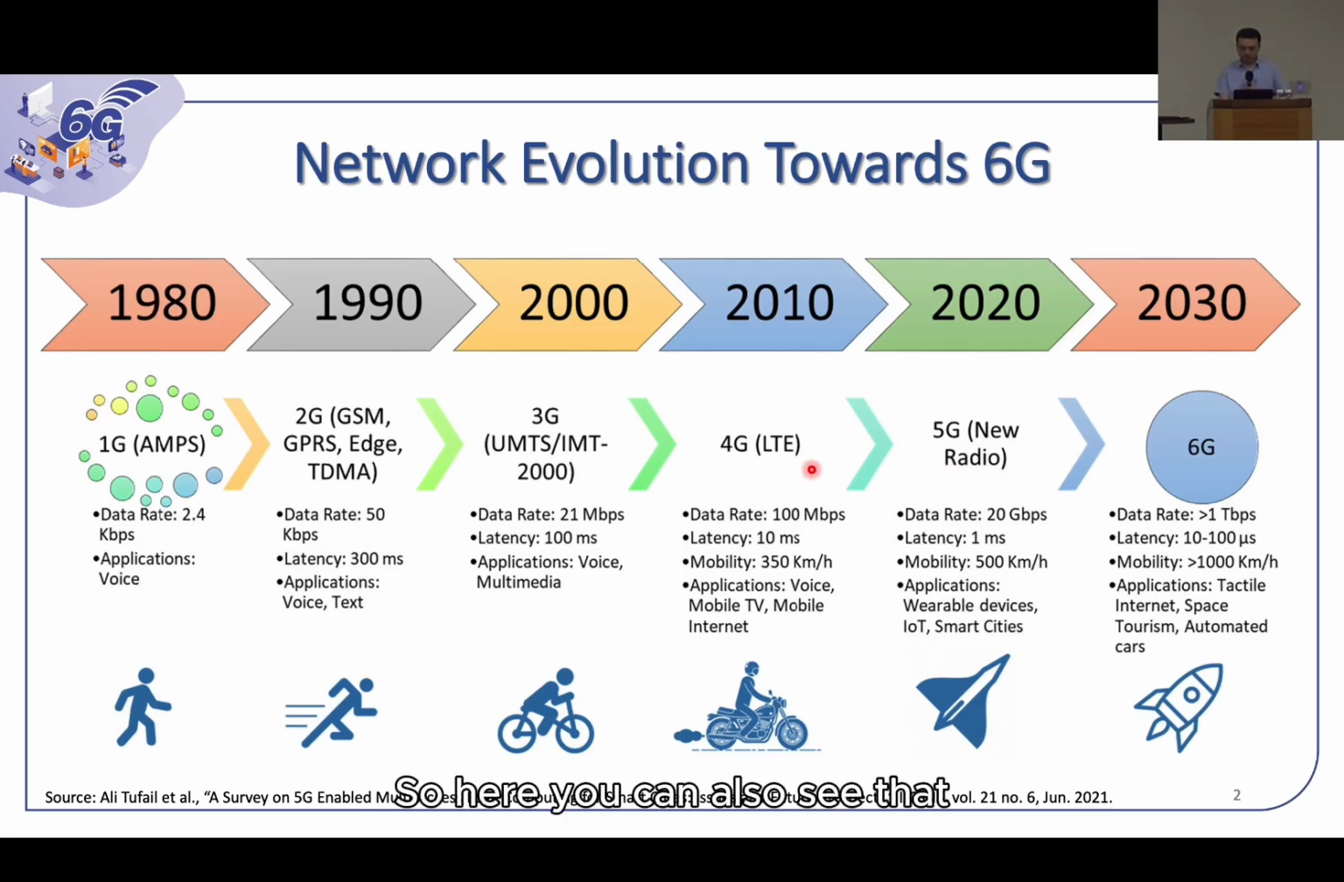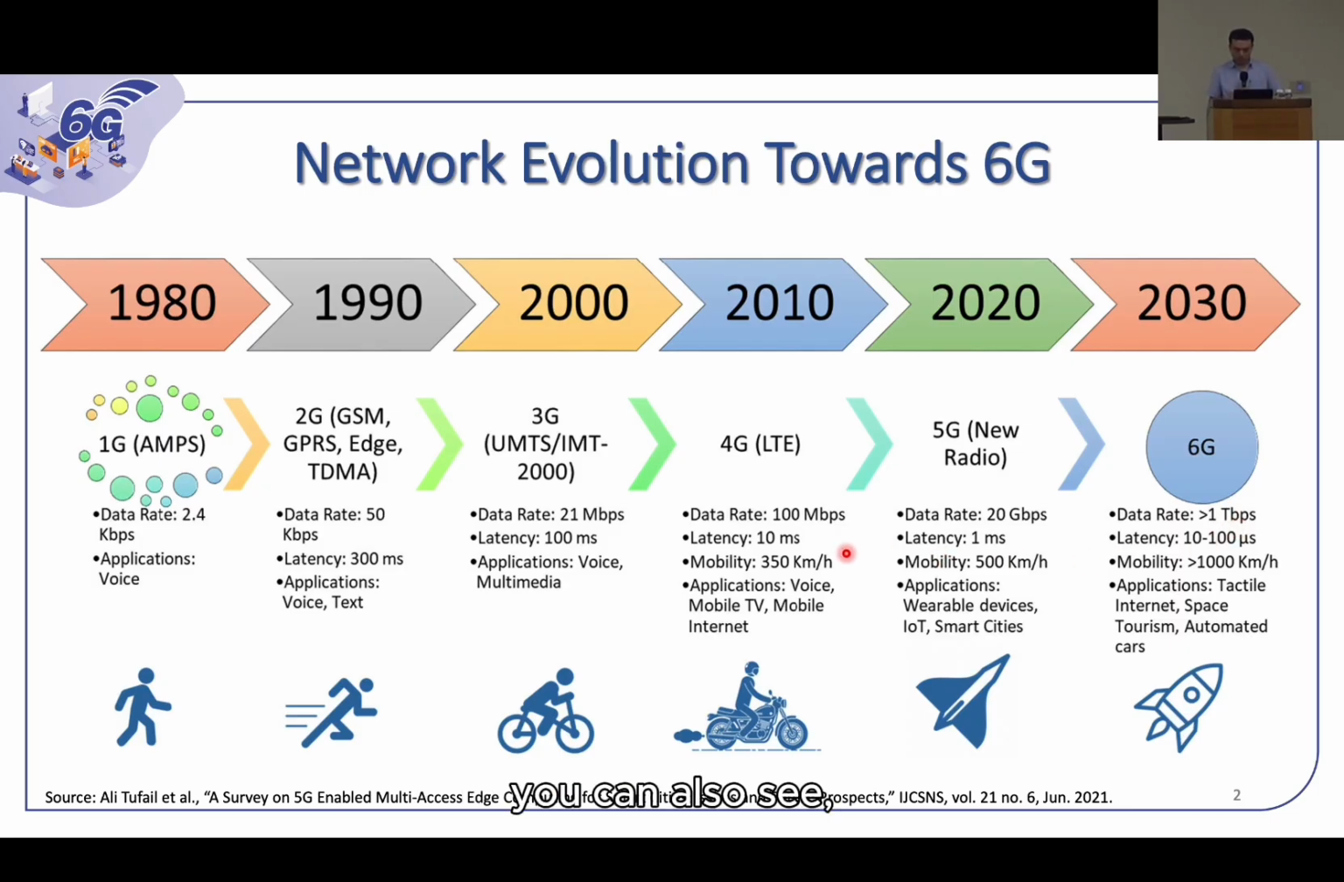Here you can also see the data rate. Initially, with the mobile service in the 3G network, we had only 21 megabit per second. The number here is considered the total bandwidth of the base station. Once there are multiple clients connecting to the base station, you need to divide this data rate by the number of connected clients. In the fourth generation we can reach 100 megabit per second, then 20 gigabit per second in the fifth generation, and it can be above 1 terabit per second in 6G in the future.